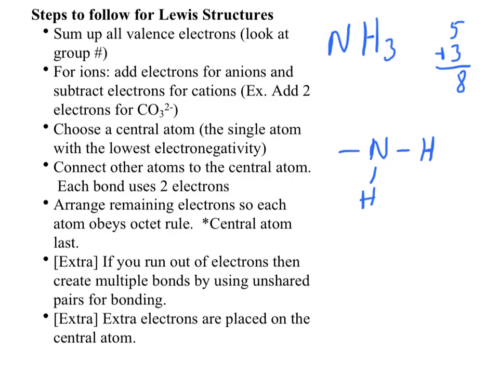and after I've connected it to my 3 hydrogens, I'll have made 3 bonds with 2 electrons per bond. I've used up 6 electrons, leaving 2 left over. The hydrogens do not need any more electrons around them because they only need to be surrounded by 2 valence electrons, and the 1 bond already does that.